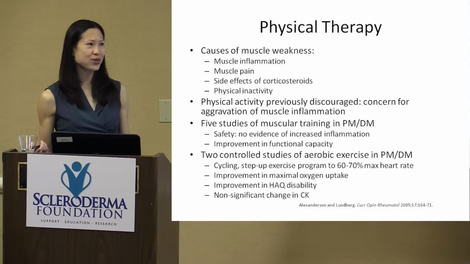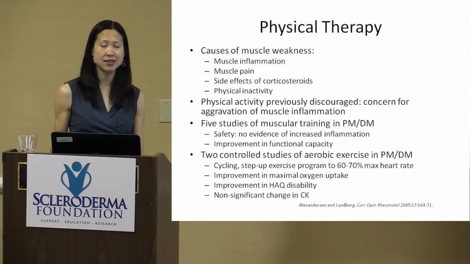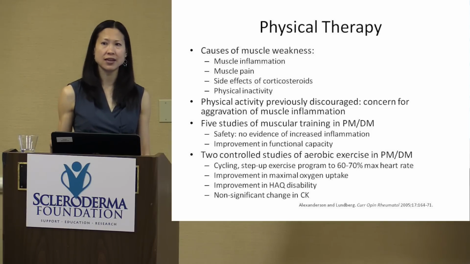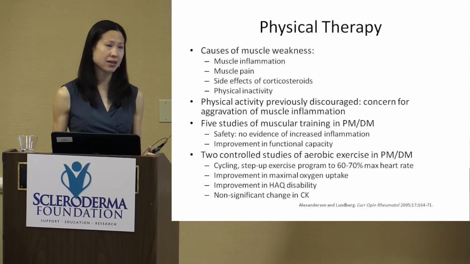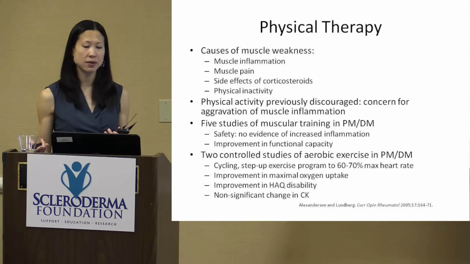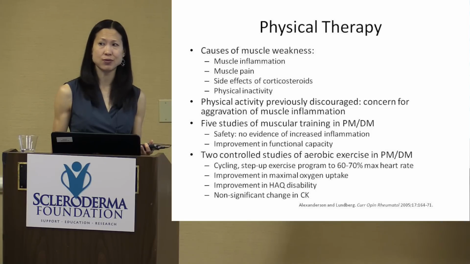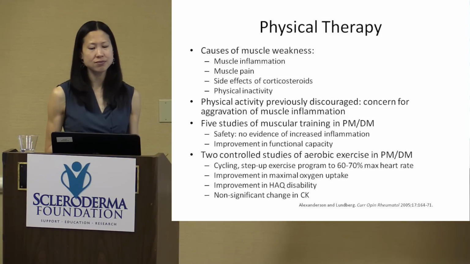So why is physical therapy so important? Well, there are multiple causes of muscle weakness in scleroderma patients. It's the muscle inflammation itself, obviously, that can lead to muscle breakdown and muscle weakness. Muscle pain can cause patients to not want to use their muscles and thus lead to physical inactivity and atrophy. And then a lot of patients are actually on corticosteroids for the treatment of their muscle disease, which can actually lead to muscle atrophy if you have too much for too long.